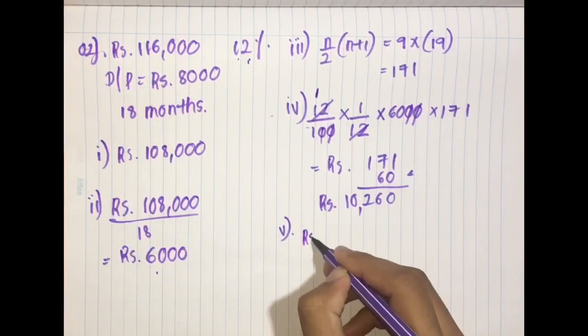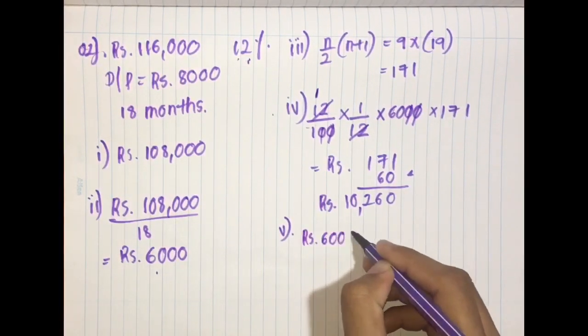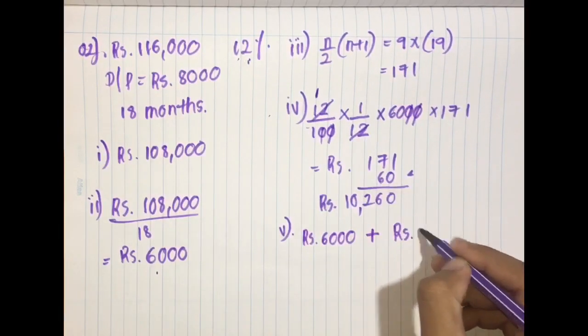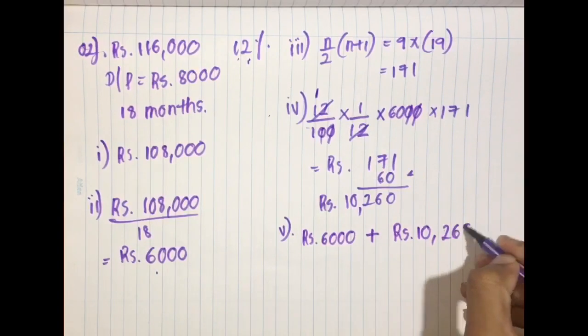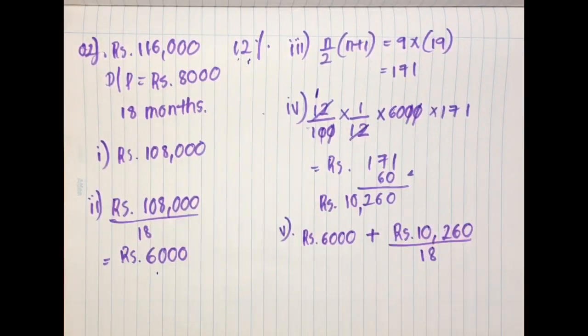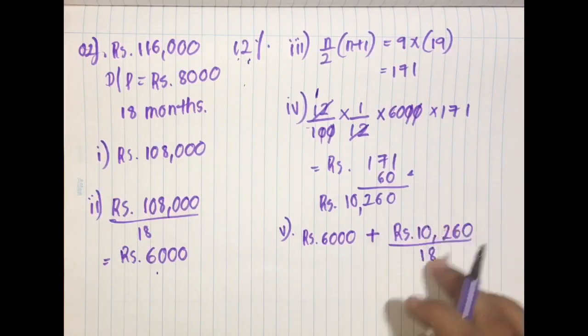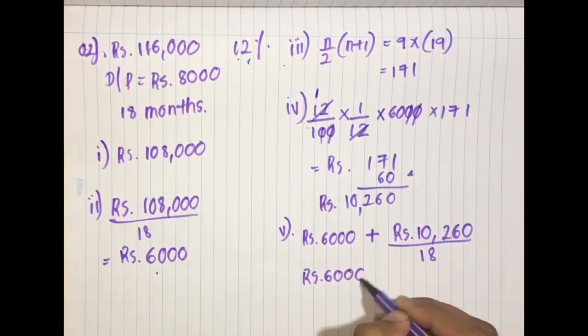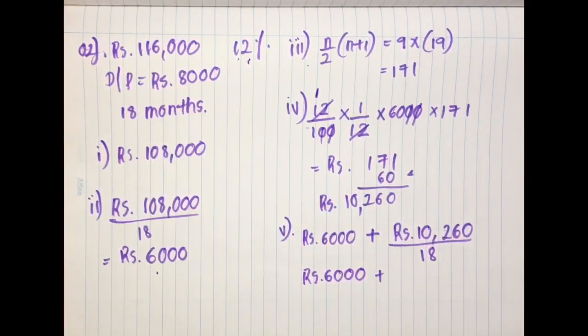So, the final answer will be 6,000 plus this interest divided by 18, yes, this is the total interest for 18 months. So you have to find what is the interest for 1 month. When you divide this, you will get the interest for 1 month. What should be the value? I think it's 6,000 plus, I hope it's 570. Okay, just have a check there.